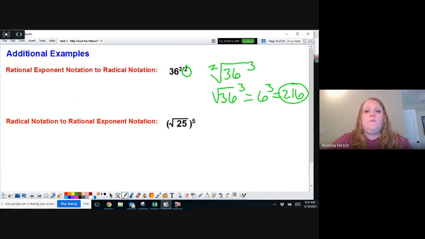Okay, now if you are rewriting it in radical notation, then I would be perfectly fine with you leaving it like this because that is radical notation, but the full simplified answer would be 216.